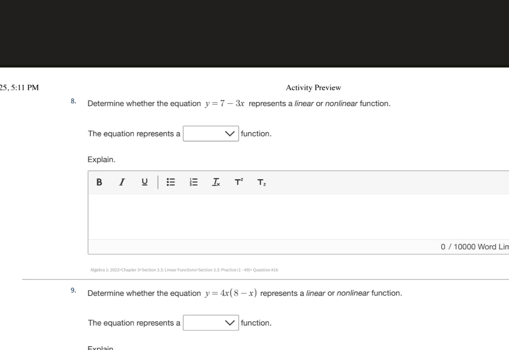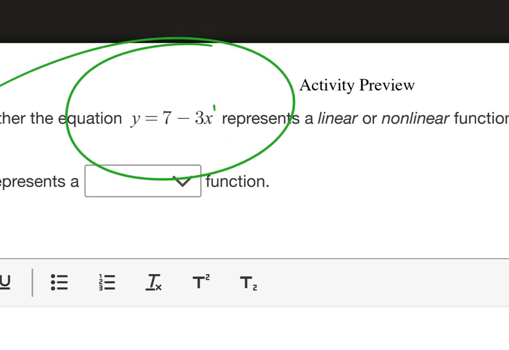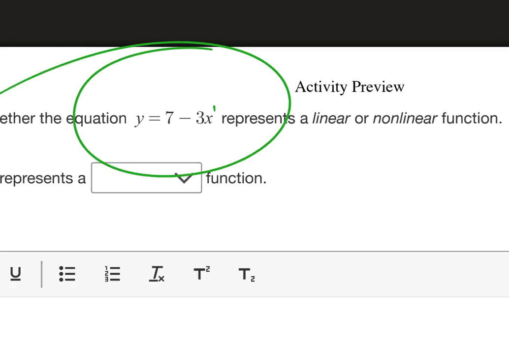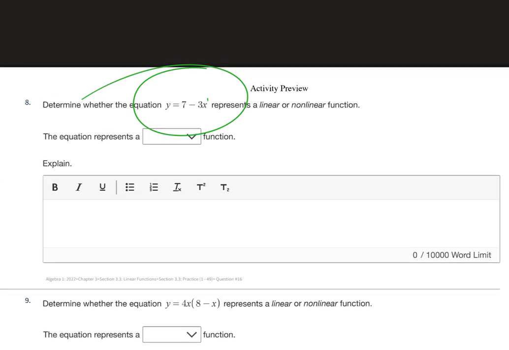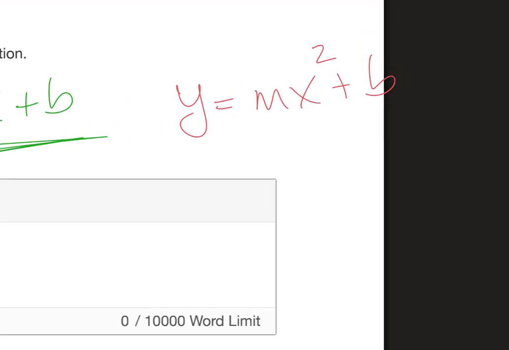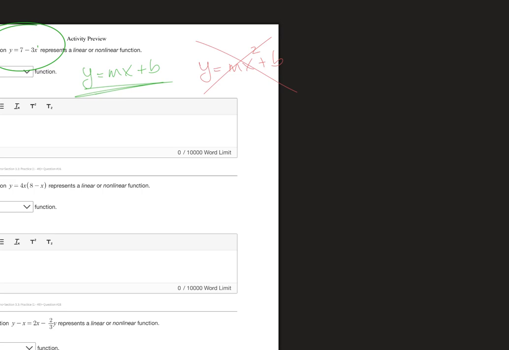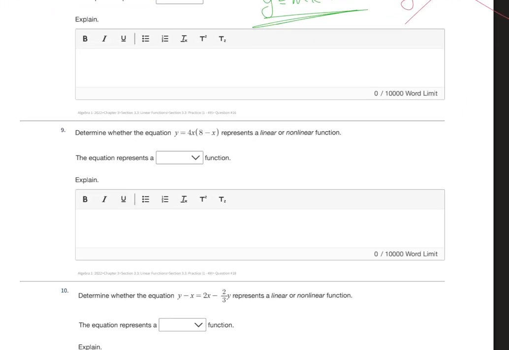Determine whether the equation is a linear or nonlinear function. It's totally linear because we just have x with a 1 as an exponent. And if you're like, wait, what? That was something we talked about in our notes, that if we have y equals mx plus b, that is what every linear function will look like. But as soon as we throw in an exponent of some sort on our x, it's no longer linear, okay? So if there's an exponent, then we got a problem.